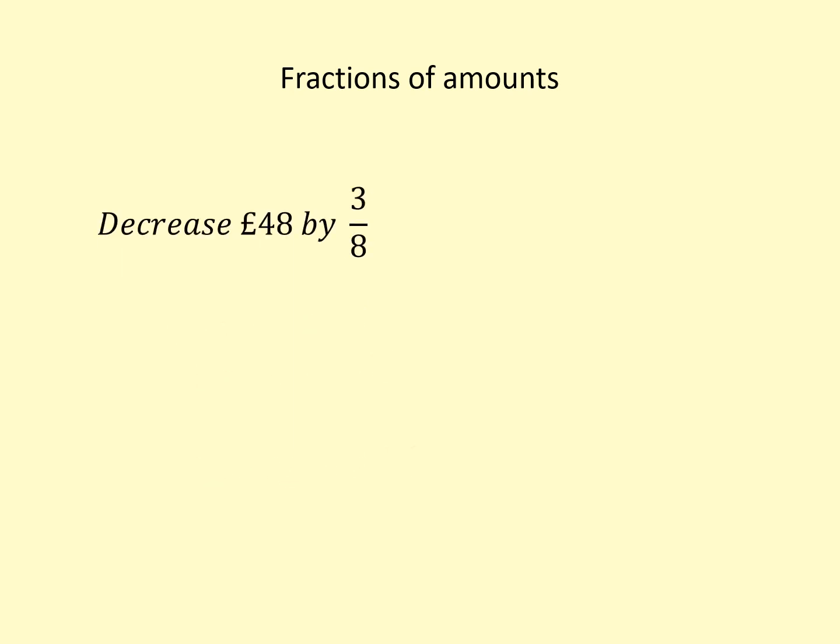Next one, exactly the same process, only this time it's a decrease. So step 3 will be subtract rather than addition. So we'll start with our 48. Divide it by the bottom, so divide by 8. 48 divided by 8 is 6. So we're going to take the 6, and we'll say 6 times by the 3, the top number, is going to get us 18. Okay, and remember that's in pounds. So we need to decrease £48 by 18, so we'll say 48, take away the 18, leaves us with £30. Remember, working in pounds, so don't forget the pound sign.